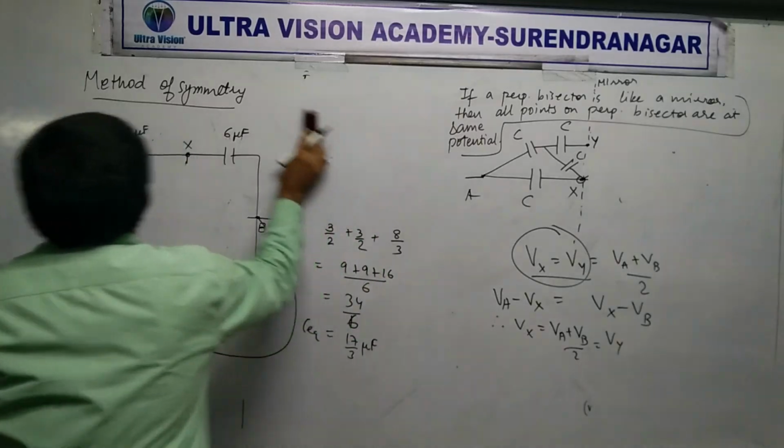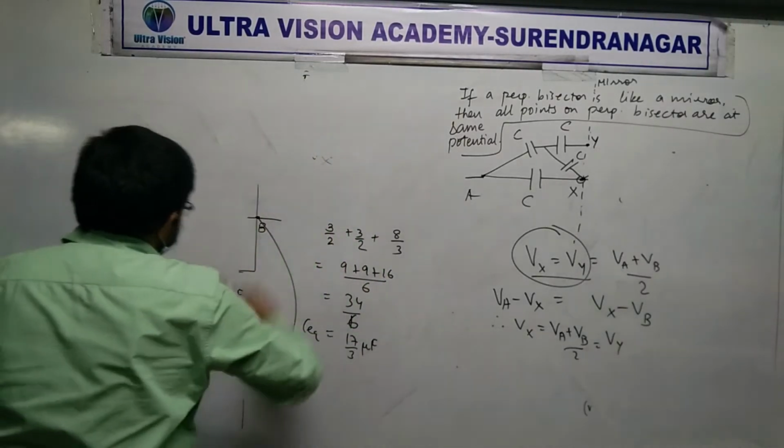So what we are saying is Vx is equal to Vy. Again, here we are using symmetry obviously.